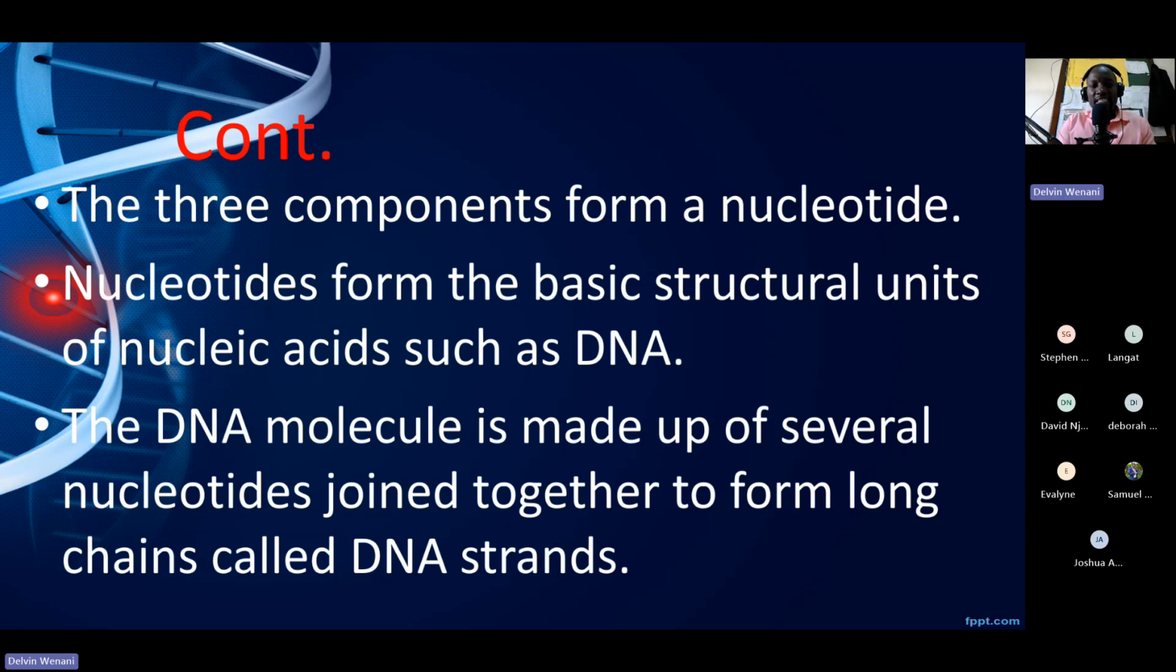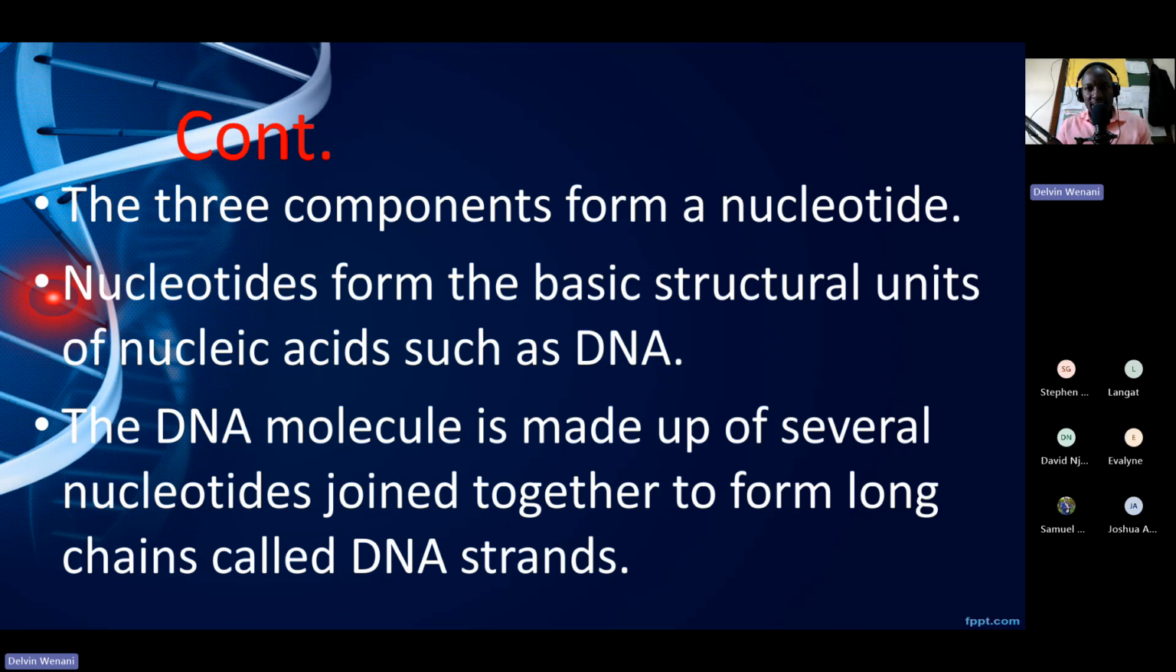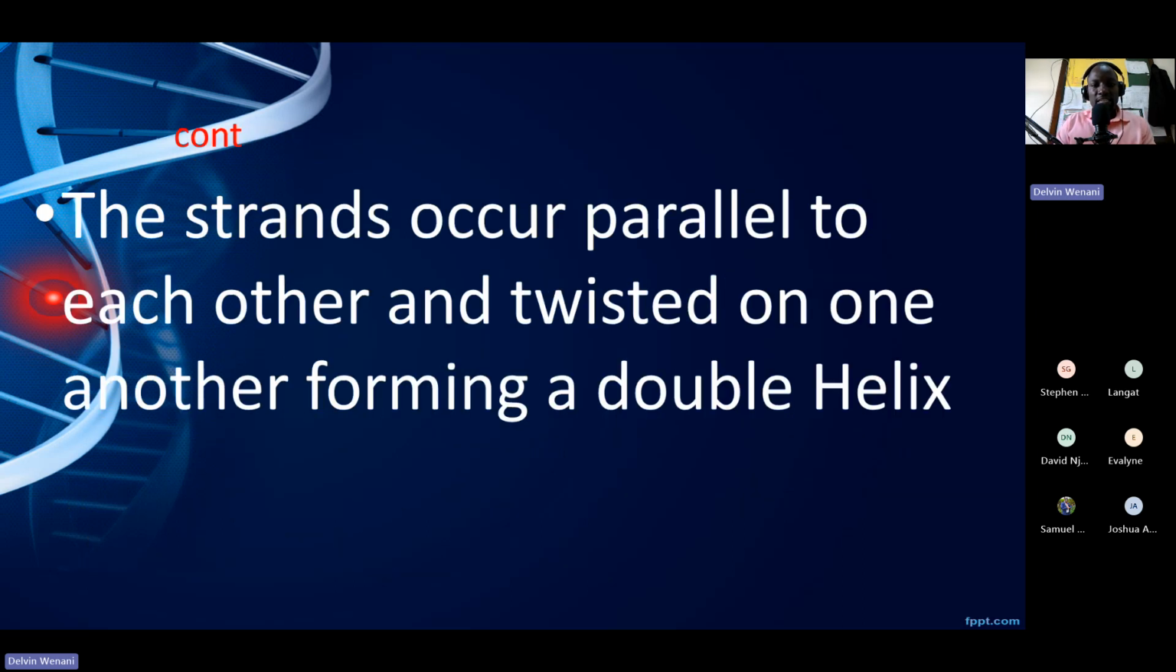Now, when you take several of the nucleotides, then you get a DNA molecule. So the DNA molecule comes from the 3 components of the nucleotide, which come together to form the DNA structure. And then those nucleotides join to form a very long chain, and we call it a DNA strand. So I'm introducing another term, that is DNA. So what is DNA?